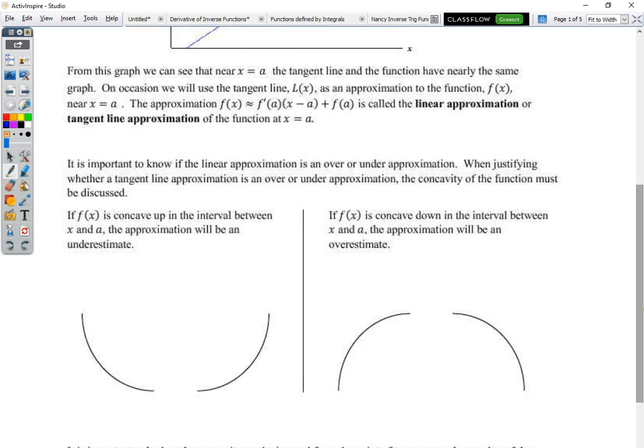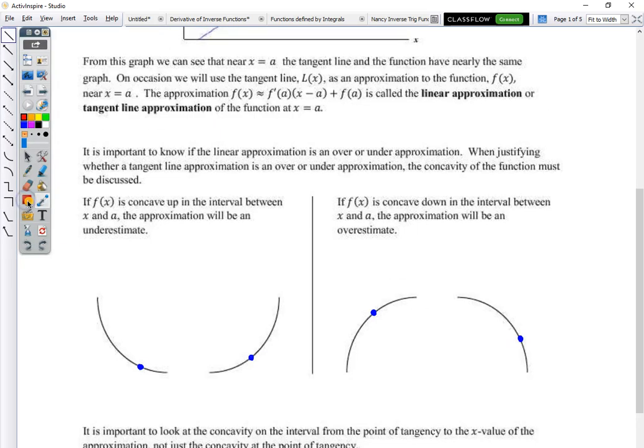Now, one of the things that we do want to know is whether we have an over or under approximation. So what I would like you to do is pick a point anywhere on this curve. I'll pick here, here, here, and here. Pick any 4 points along those curves and draw a tangent line. I'll give you a moment to do that. I myself, I've got this cool line function, so I might as well use it.